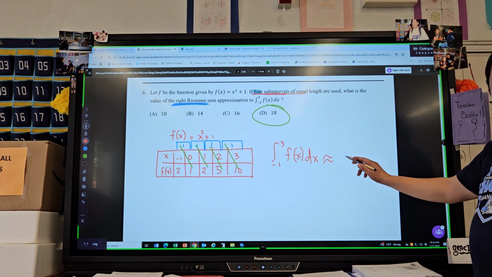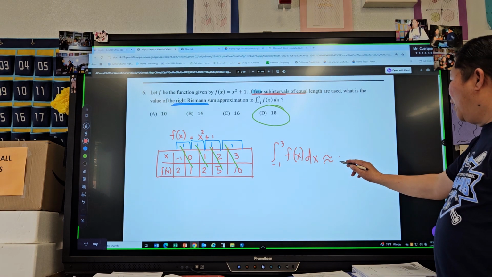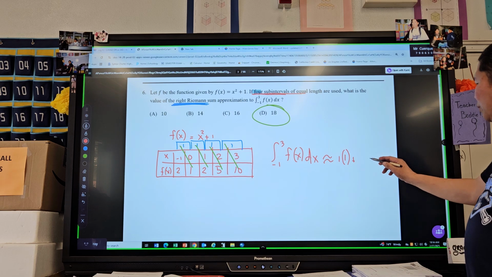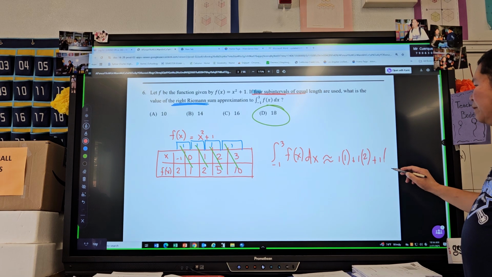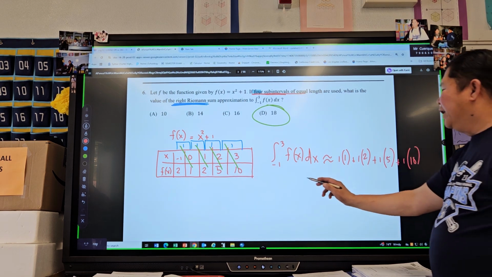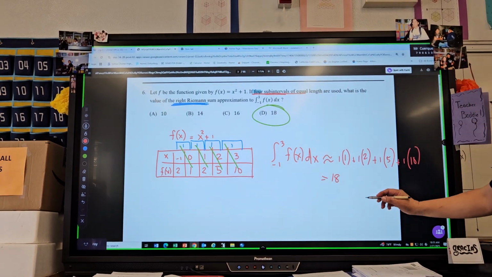What to write now? 1 times 1, right? So 1 times 1. What's next? 1 times 2. Then 1 times 5. And the last is 1 times 10. And then equals 18 square units.